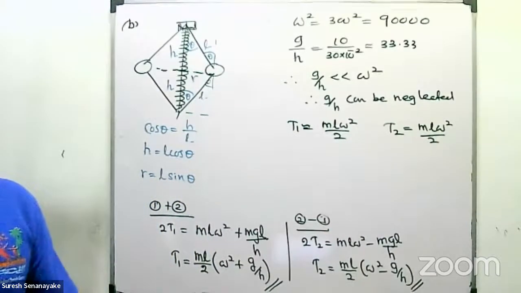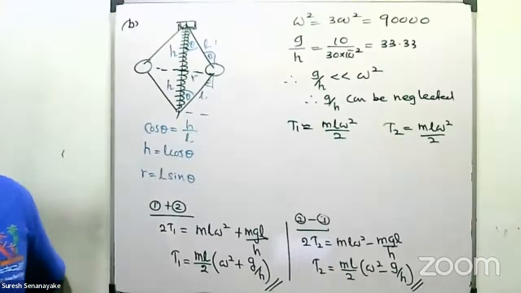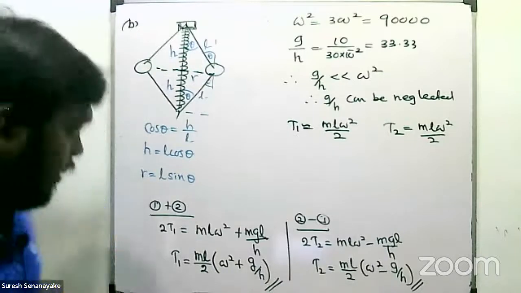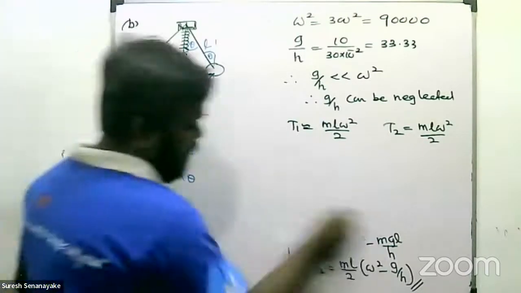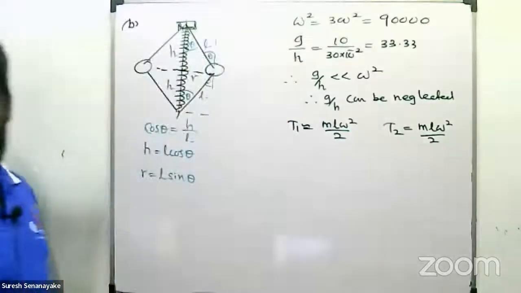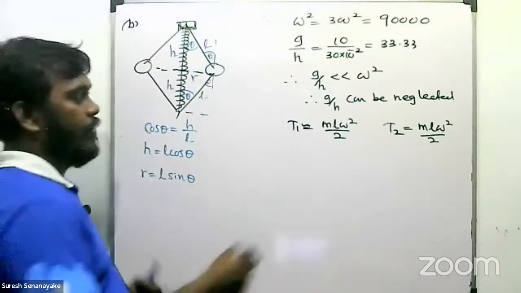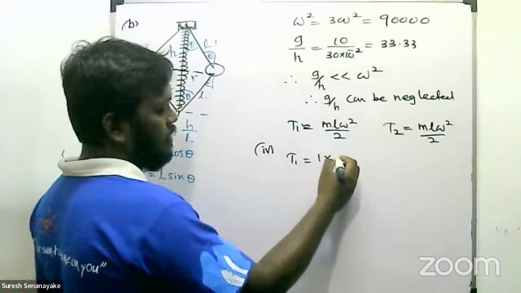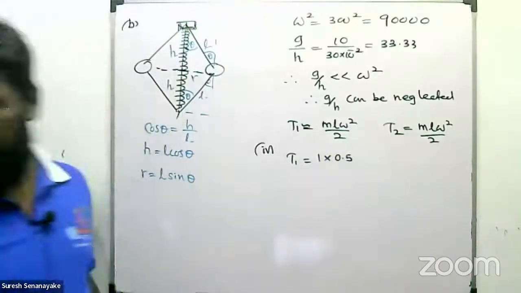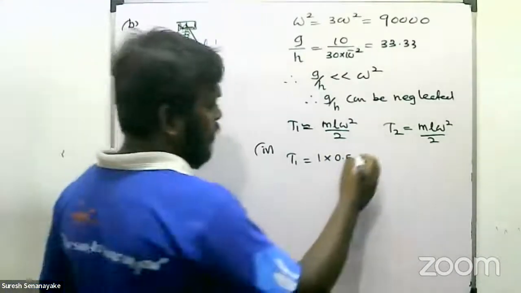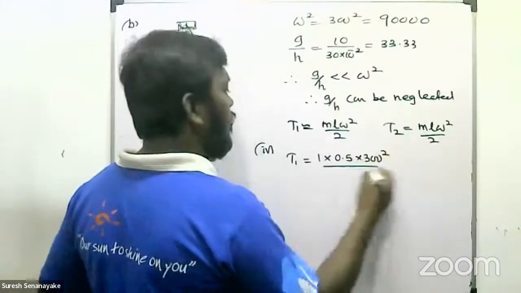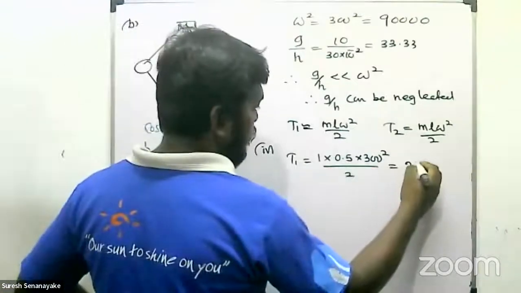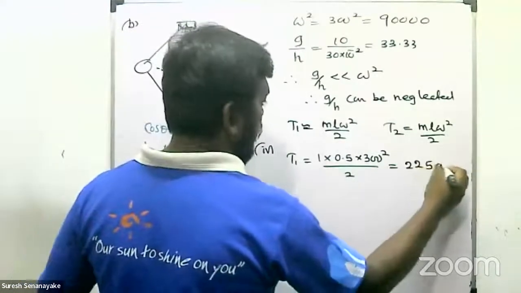And part 4, the mass is given and L is given, calculate the tension in the upper arm. This equation you can use. Upper arm or lower arm, if the g term is neglected, there is nothing different. T1, as mass is 1, L length is 0.5 because it's 50 centimeters they gave, right? 0.5 meters, omega is 300, square divided by 2. That's 90,000 divided by 4, that is 2,000, sorry, 22,500 Newton.